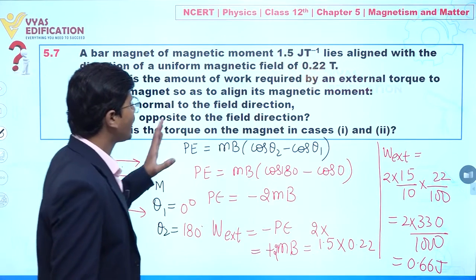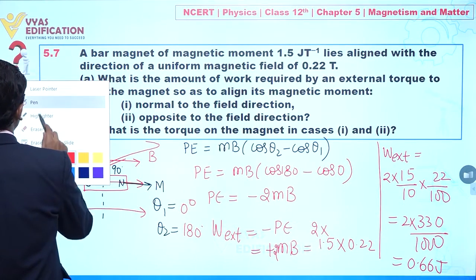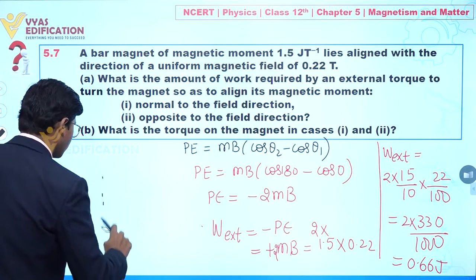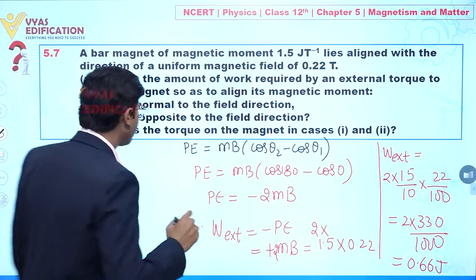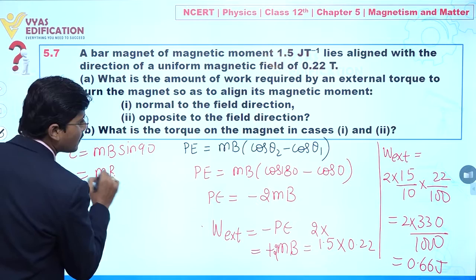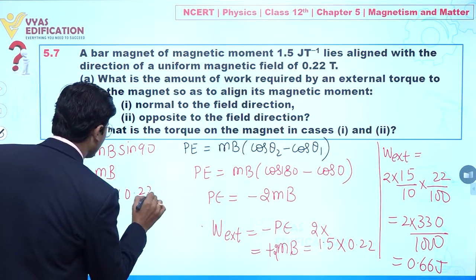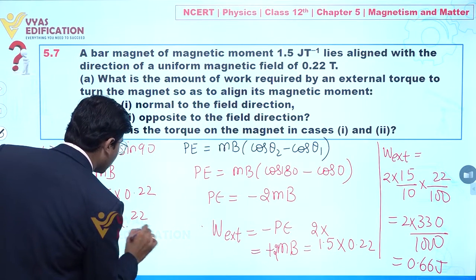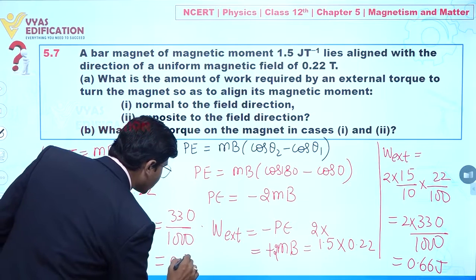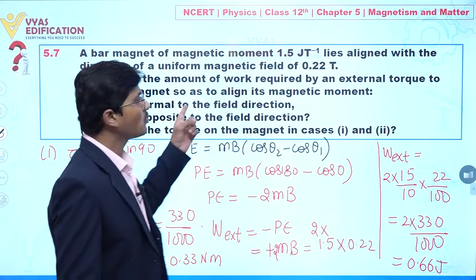Okay. Now what is the torque acting on the magnet in case number 1 and case number 2? We can easily calculate the value of torque that is acting. Now if we talk about situation number 1, the torque is given by MB sin 90. So from here this is equal to MB. You can put here the value of M, that is 1.5 multiplied by 0.22. So 15 divided by 10 multiplied by 22 divided by 100. From here we have 330 divided by 1000. So this is 0.33 Newton meter. This is the torque acting in part number 1.